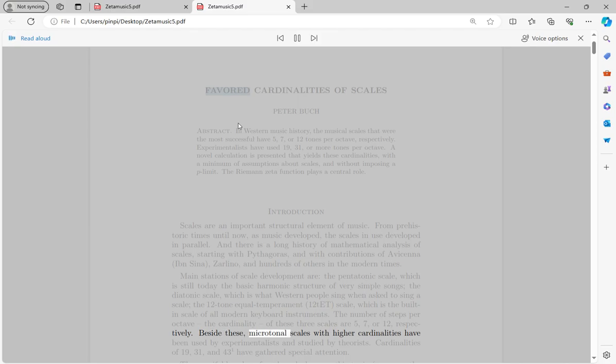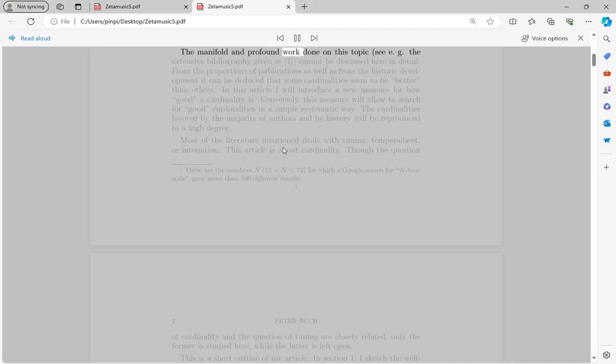Besides these, microtonal scales with higher cardinalities have been used by experimentalists and studied by theorists. Cardinalities of 19, 31, and 41 have gathered special attention. The manifold and profound work done on this topic, e.g. the extensive bibliography given at 1, cannot be discussed here in detail. From the proportions of publications, as well as from the historic development, it can be deduced that some cardinalities seem to be better than others.